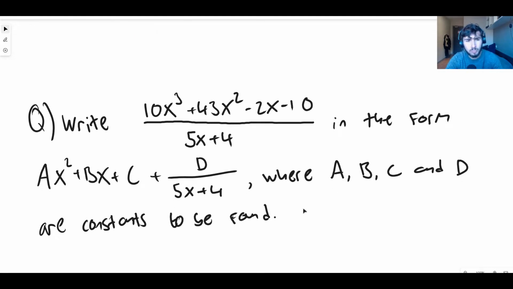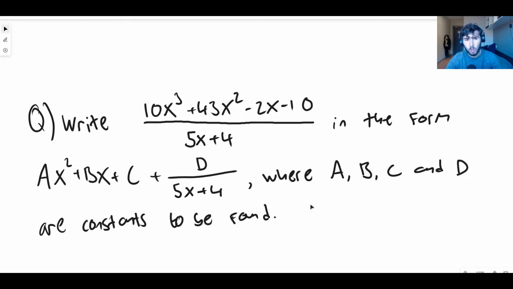We want to write out 10x cubed plus 43x squared minus 2x minus 10 divided by 5x plus 4 in the form ax squared plus bx plus c plus d over 5x plus 4, where a, b, c and d are constants that we need to find. So this should give you some indication of how we actually write out our answers when we have remainders.